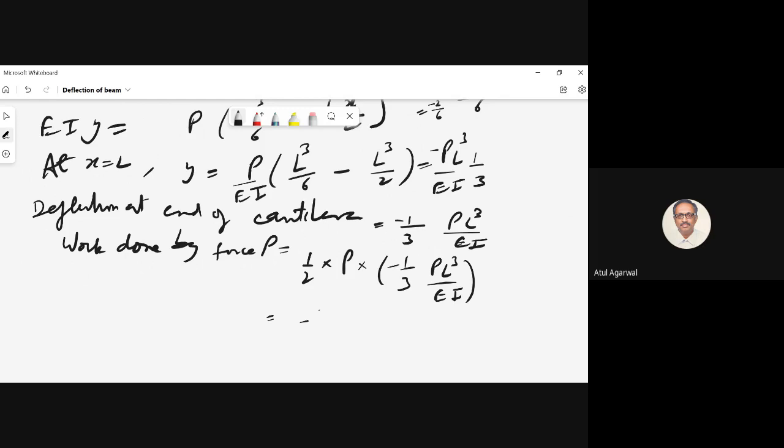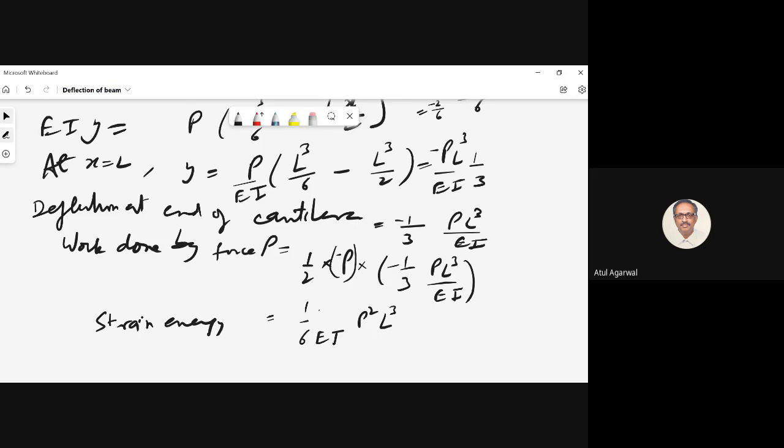Now you see the direction of load and direction of deflection is the same. So the dot product will give you a positive sign. So you get 1 by 6 EI P square L cube. So this is the work done. So this is also equal to the strain energy stored in the beam. Whatever is the work done is converted into strain energy of the beam.